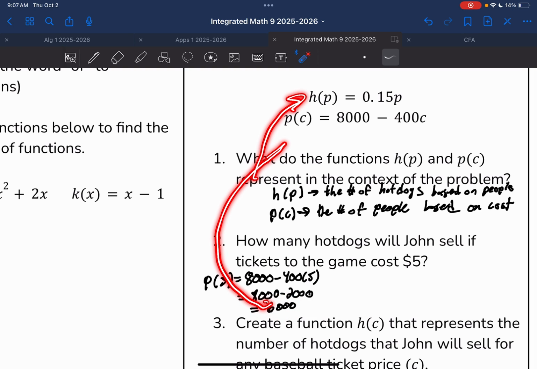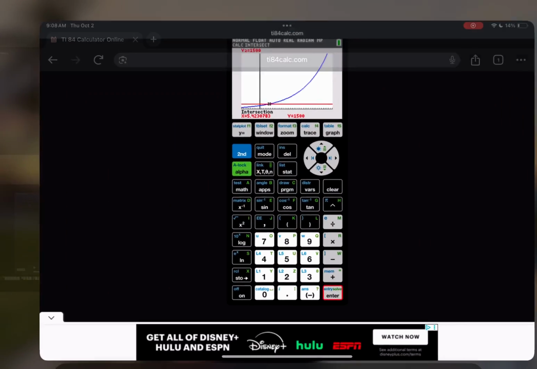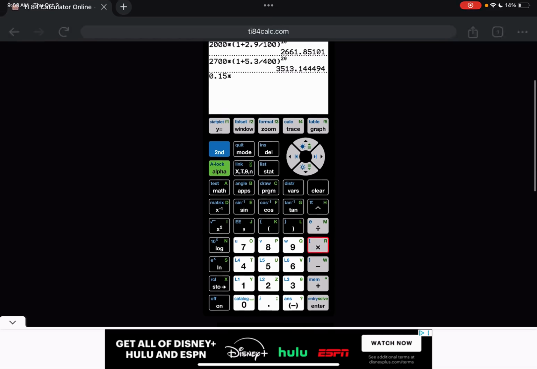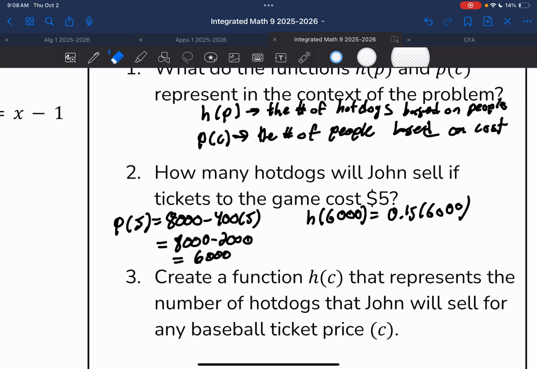But let's plug that into our function that will tell us how many hot dogs are sold as a function of the number of people at the game. So h of 6,000 is equal to 0.15 times 6,000. And if we do 0.15 times 6,000, we get 900. So that means 900 hot dogs are sold.